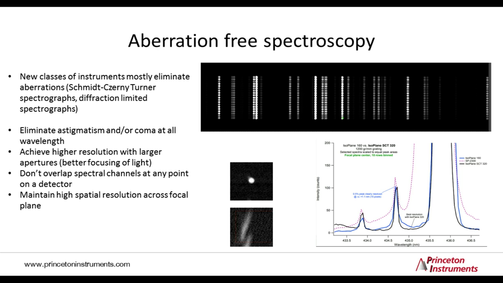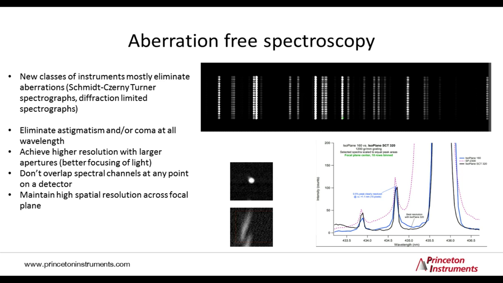So another way to fight aberrations is by going to aberration-corrected instruments. In the recent past, instruments have been introduced that produce images with fewer aberrations while maintaining the aperture and the light collection power. These new classes are, for example, called Schmidt-Czerny-Turner spectrographs or diffraction-limited spectrographs.